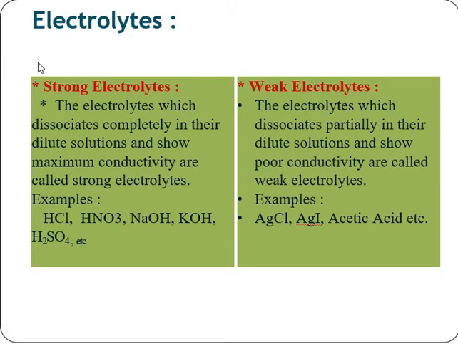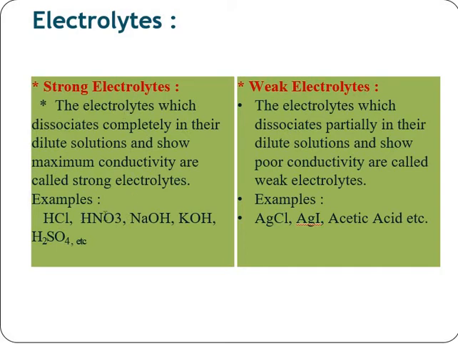The substance which dissociates completely or partially in aqueous solutions is called an electrolyte. There are three main types of electrolytes: strong electrolytes, weak electrolytes, and moderate electrolytes. So, let us see the definition of strong electrolytes. The electrolytes which dissociate completely in their dilute solutions and show maximum conductivity are called strong electrolytes.